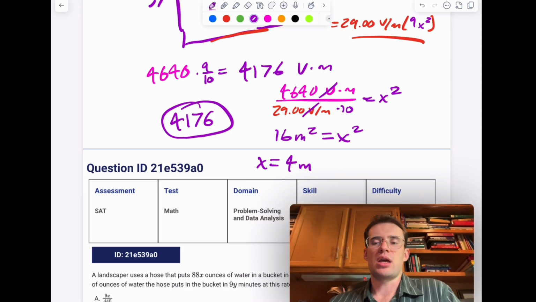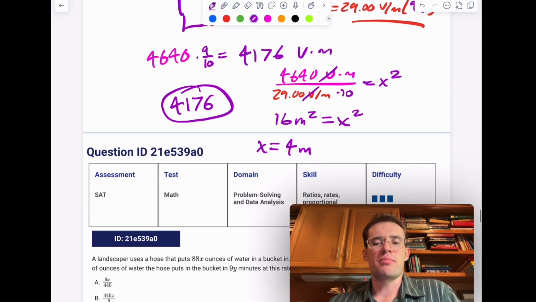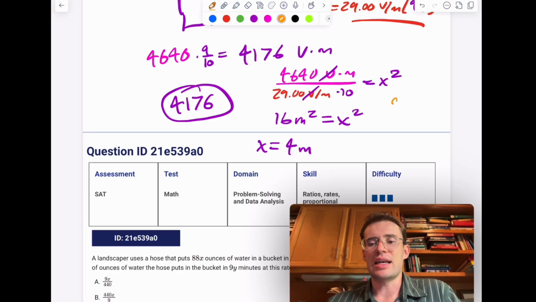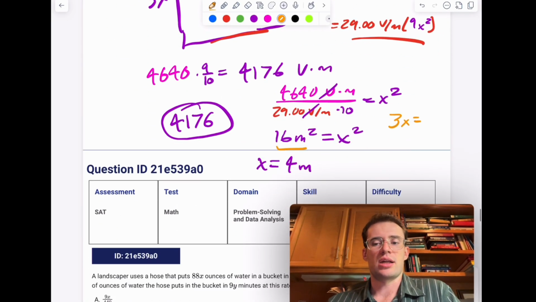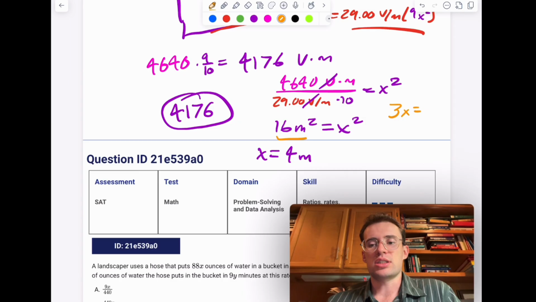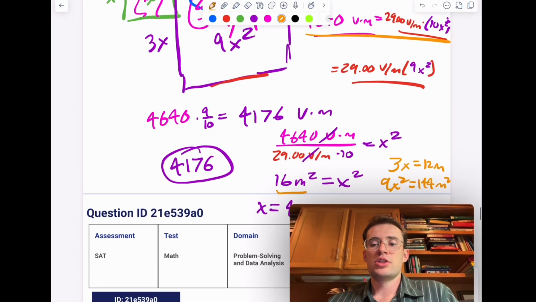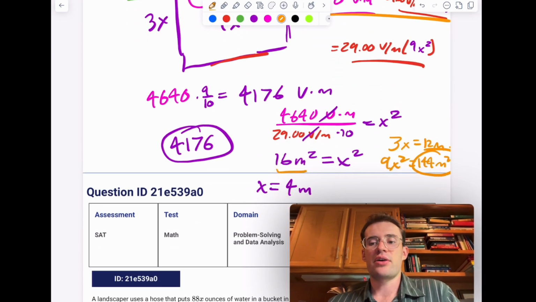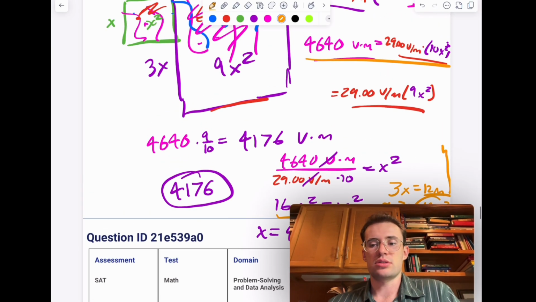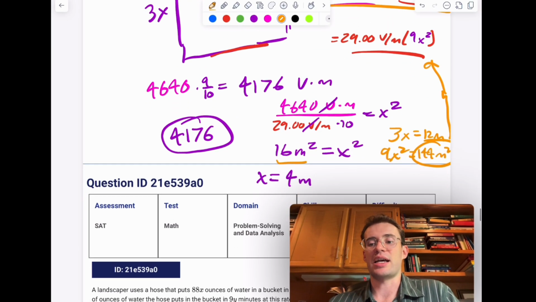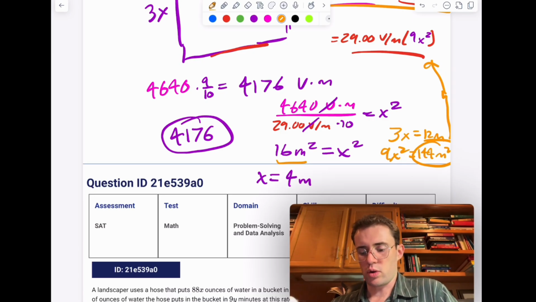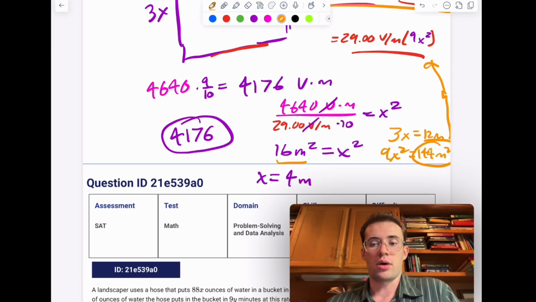So if x is 4 meters, then to find the area of the big one, we have to go, okay, the sides are 3 times that. So 3 times 4 meters is 12 meters. And when you square that, it gives you 9x squared equals 144 meters squared. So now we can plug this number in as the area for what we're trying to solve, which is basically 29 times 9x squared. So you do 29.00 times 144, and that gives you 4176.